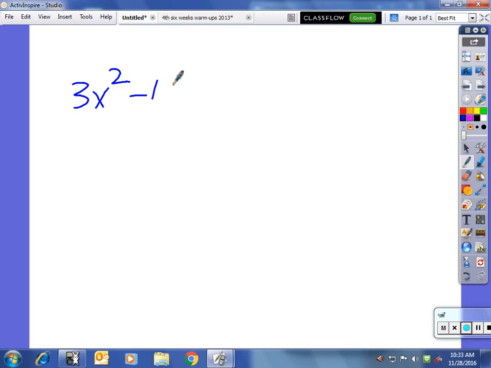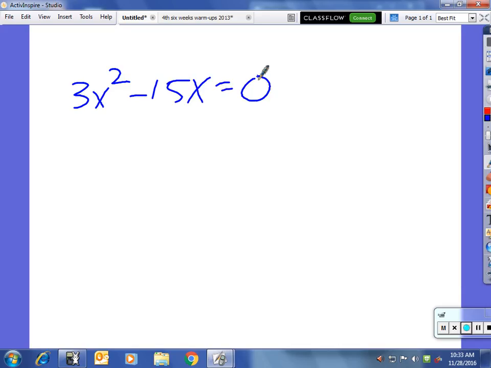Okay, what about this problem? 3x squared minus 15x equals 0. What's missing in this problem? It's not normal to factor a binomial. That's an odd case. What's missing here? The c. We've got the x squared, we got the x, we don't have a constant at the end.